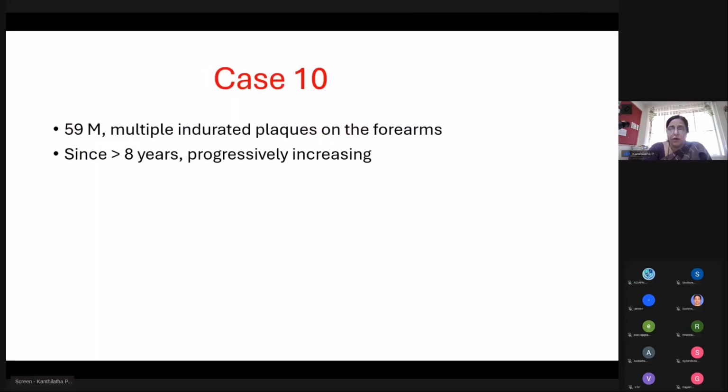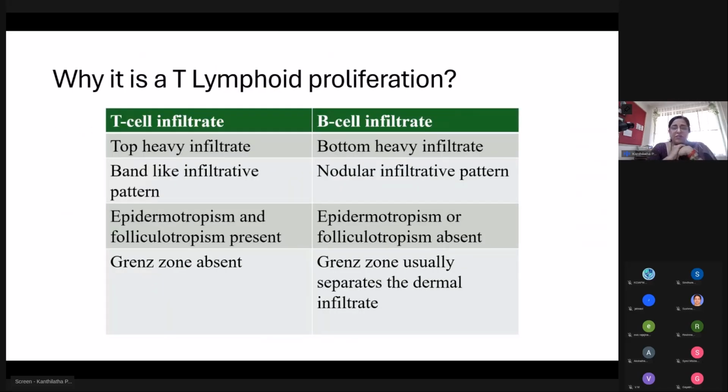Your approach with regards to this case is good, but I would like to highlight certain points. As you rightly mentioned, these were the differences between a T cell lymphoproliferative disease and a B cell one. So, this is how it is.